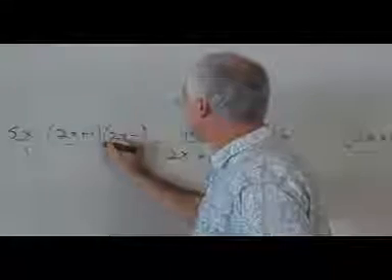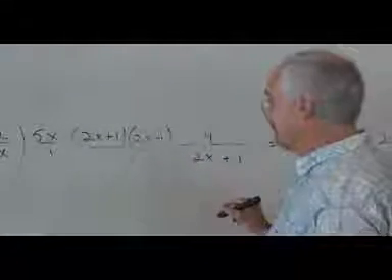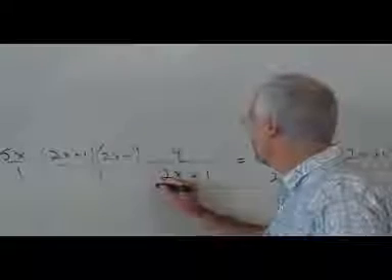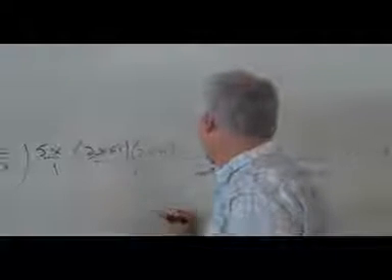No more denominators, see? Now I have to write it differently. Oops, the wrong one. 2x plus 1 and 2x plus 1 cancel. I get 4 times 2x minus 1. And then over here, the 2x minus 1's cancel. And I get 6 times 2x plus 1.